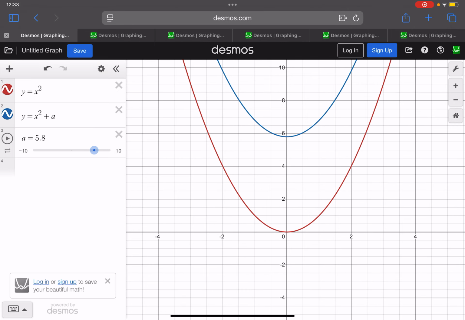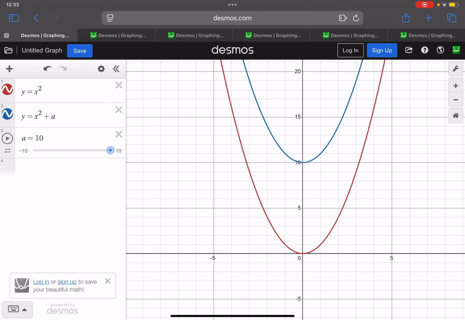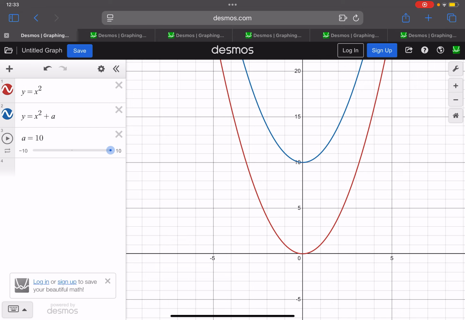So if a is 6, we can now see it's crossing through the y-axis at the coordinate 0, 6 now, rather than at 0, 0. Let's make it a bit bigger. Let's make a become 10. And we can now see that the blue graph has gone up 10 squares. It's now got its turning point at 0, 10, rather than 0, 0.